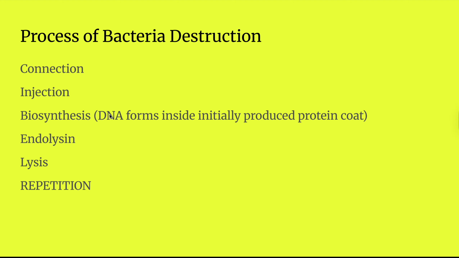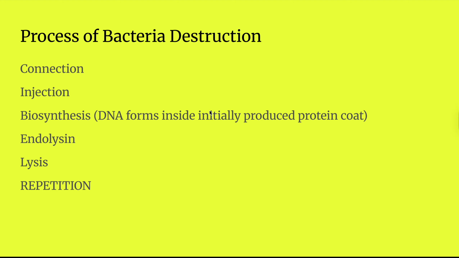And one detail right here is that the genetic material is formed after the protein code is formed, because it needs to be protected and not harmed while being produced. If that happens, the proper bacteriophage will not perform its function.